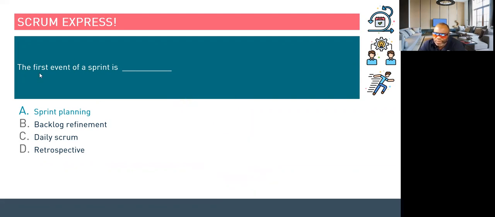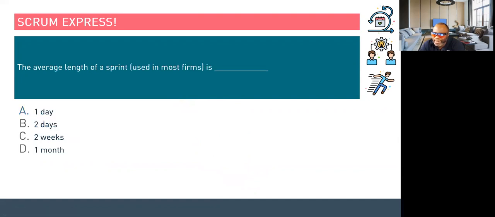Next question. The average length of a sprint used in most firms. Just remember, this is talking about best practices in industry or what you've seen to be most common in industry. It's not talking about what is the limit, it's talking about what is the most common. Remember, we've talked about this quite a few times. All right, what do you think?